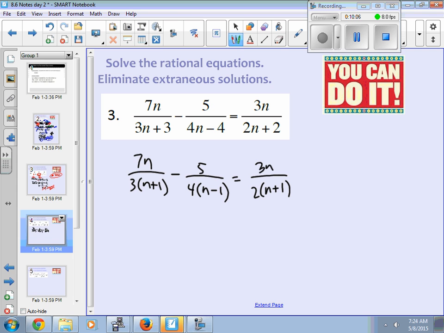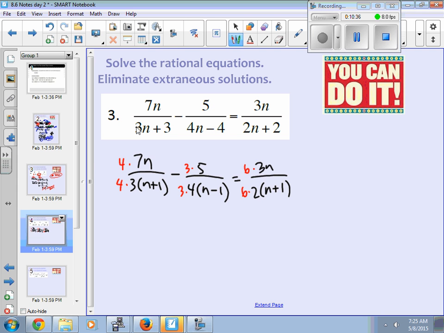So now we want to figure out what is our least common denominator. Well, we got these numbers here, 3, 4, and 2. The least common multiple of 3, 4, and 2 is going to be 12. So we want to multiply by something that's going to make all these 12. So this first one should get multiplied by a 4. Make sure you multiply by 4 to the top. The second one looks like you got to multiply by a 3. And the last one by 6.